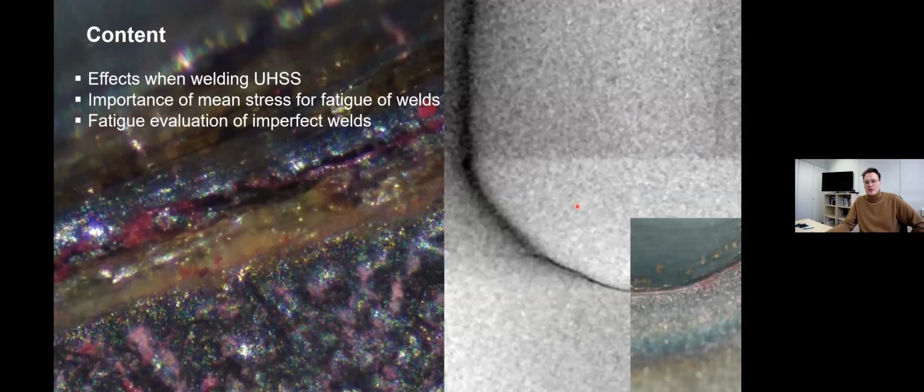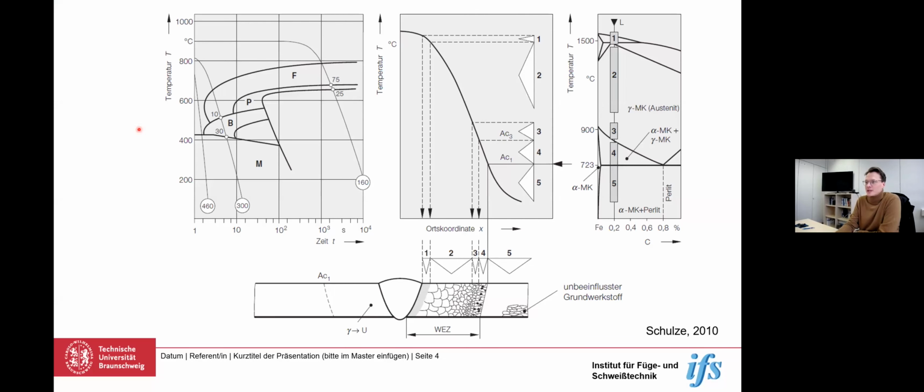Okay, so I'm going to cover 3 points. One quite briefly, but the others a bit longer. Effects when welding ultra high strength steels, importance of mean stress for fatigue of welds, especially with regard to higher strength materials, and what's different in comparison to normal strength steels. And then we have evaluated fatigue with imperfect welds, and that will be the last point.